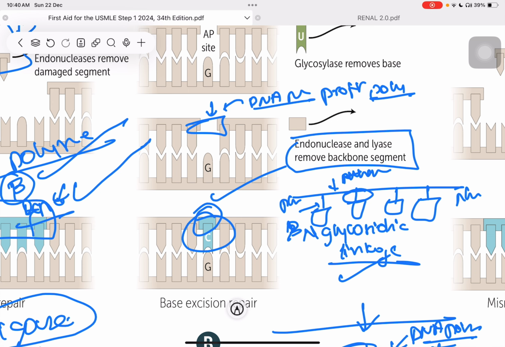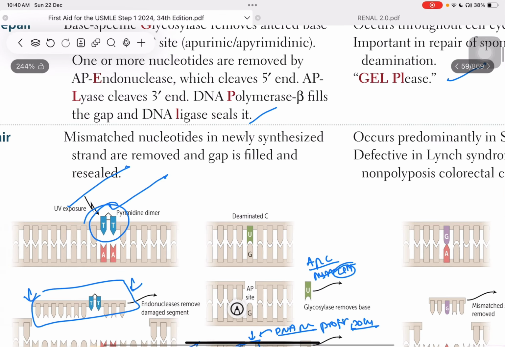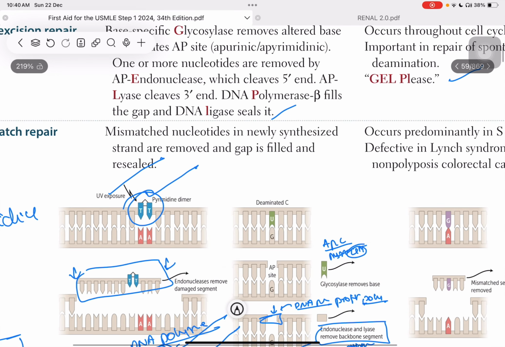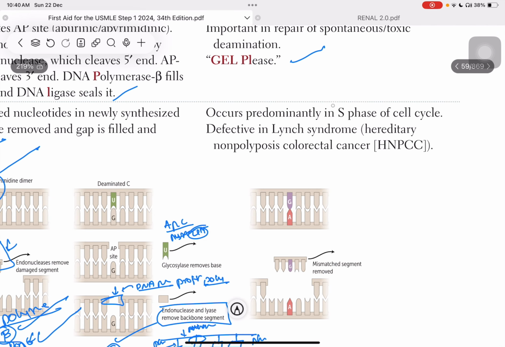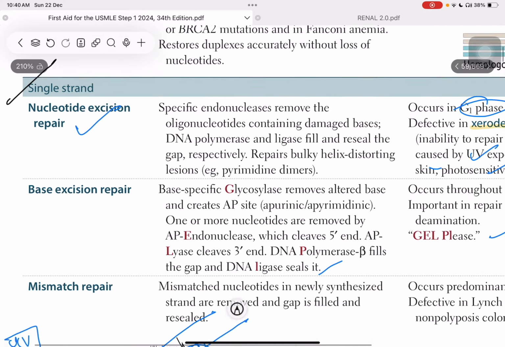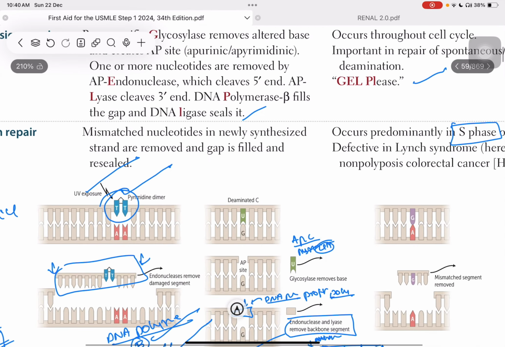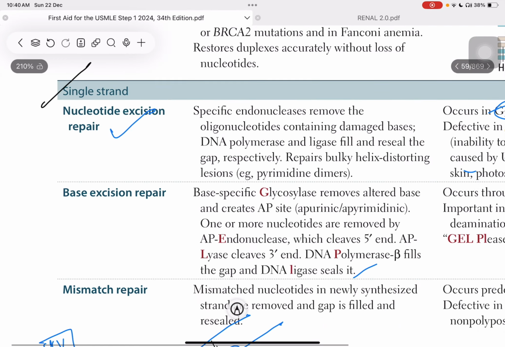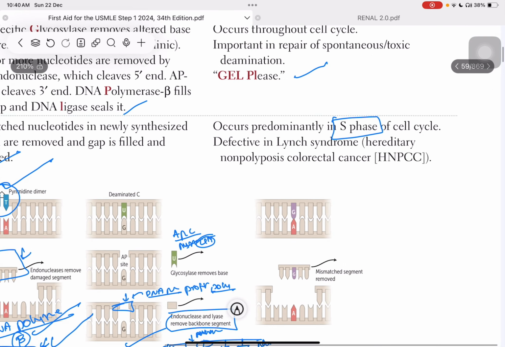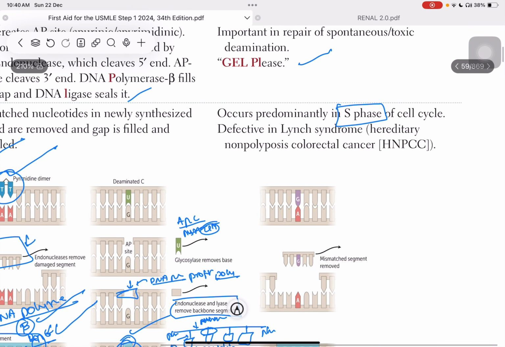Now coming to mismatch repair. Mismatched nucleotides in a newly synthesized strand are removed, and the gap is filled and religated. It occurs predominantly in S phase. This is important: S phase, whereas your G1 phase has nucleotide excision repair. G1 phase is nucleotide excision repair; mismatch repair occurs in S phase. Defect leads to Lynch syndrome, which is HNPCC, hereditary non-polyposis colorectal cancer.